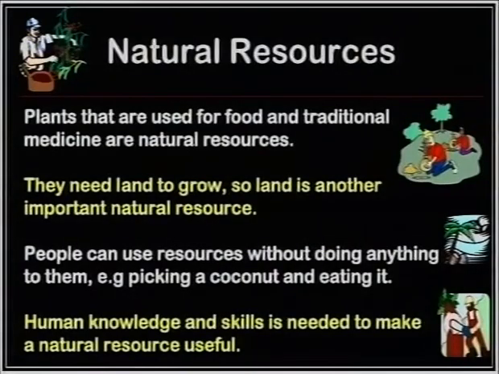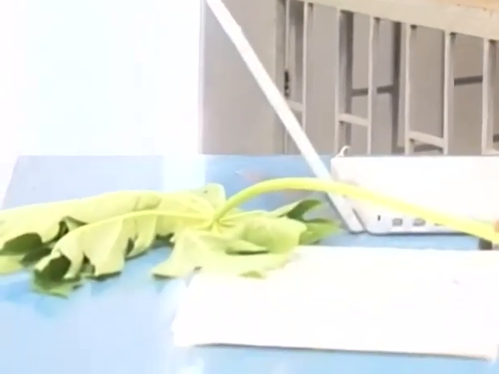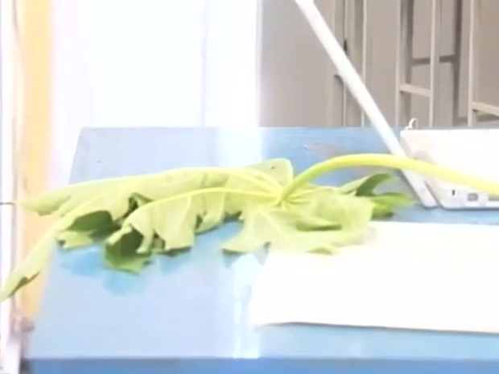All right. Plants are used for food. We make food out of the plants, yes. And we also use the plants for traditional medicine. For example, pawpaw leaves. We also can make medicine out of these pawpaw leaves or any other plants in the environment. Yes, for food.